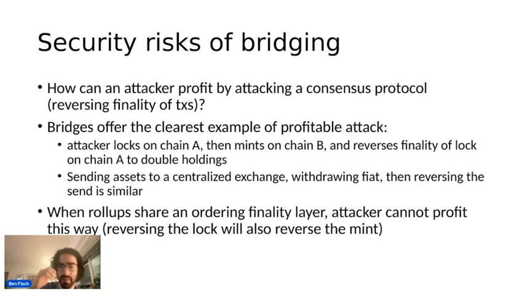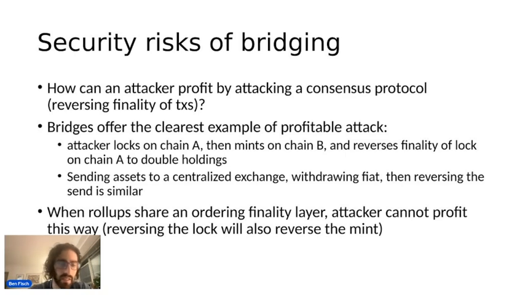So the second thing I want to talk about is security risks of bridging. In general, we can ask, what actually goes wrong when consensus protocols are compromised? How can an attacker profit by attacking a consensus protocol and reversing the finality of transactions? Of course, that's an inconvenience overall, but is there a way an attacker can profit, which thus gives it an incentive to attack the protocol? Often, the way in which attackers profit is through some form of taking advantage of a bridge that exists. So bridges offer the clearest example of profitable attacks.